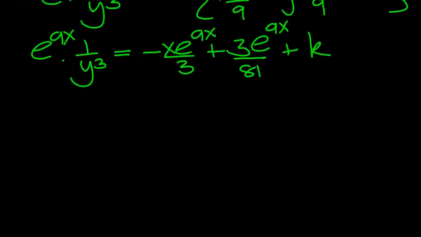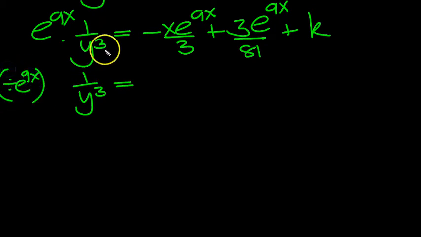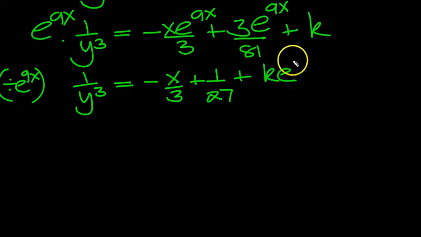So let's now see what we've got then. So we've got all this. So let's try and tidy up. So we've got 1 over y cubed then. I'm dividing by e to the 9x all the way through. So here we get 1 over y cubed. This is simply minus x over 3. One of the 3's will cancel to be 1 over 27, so there's a plus 1 over 27 there, isn't there, when we simplify that fraction. And we can write that as k e to the minus 9x, can't we, when we divide by e to the 9x with the k.